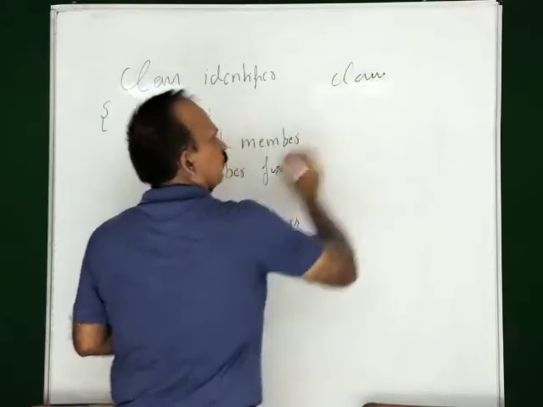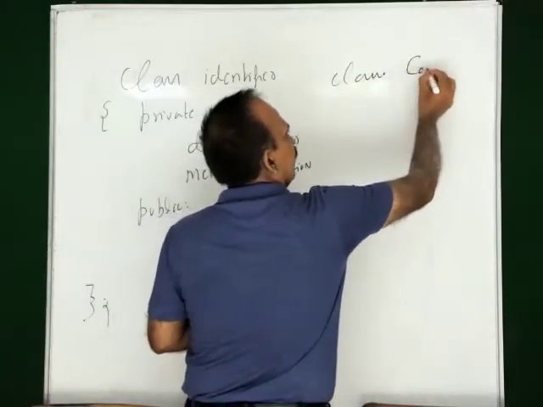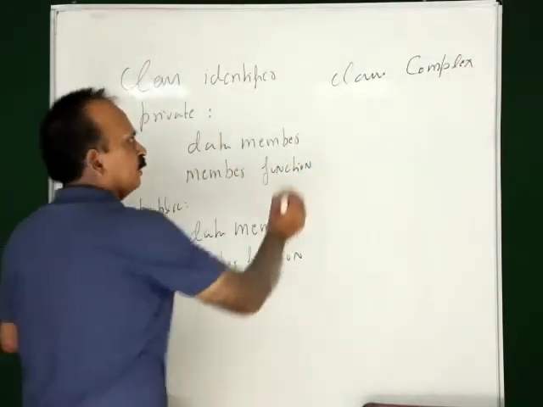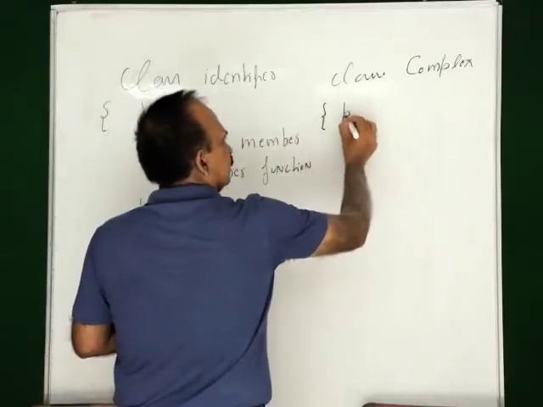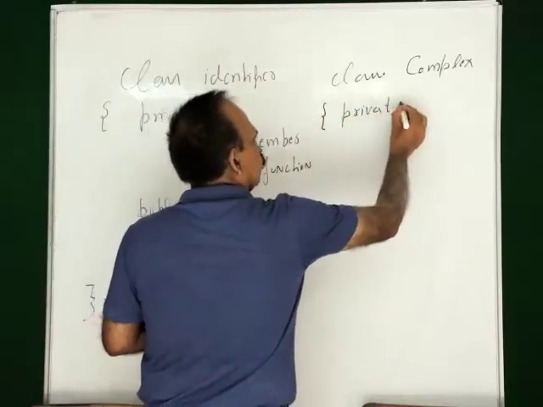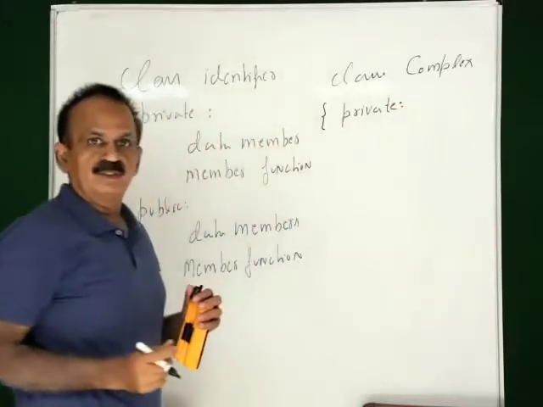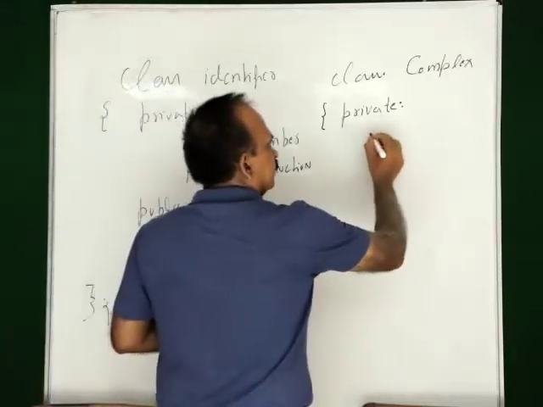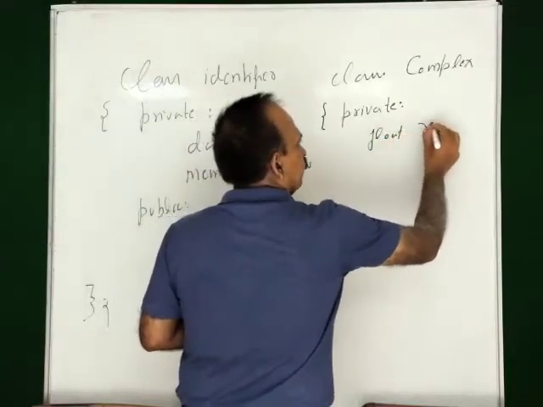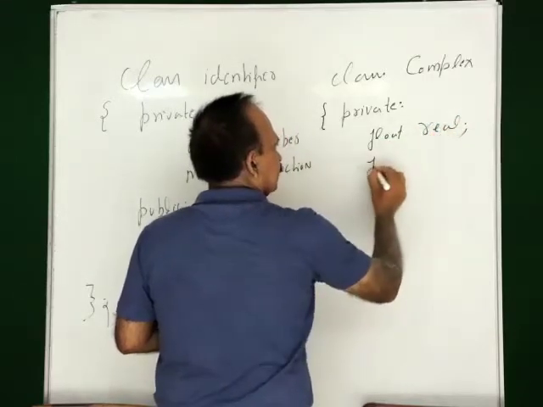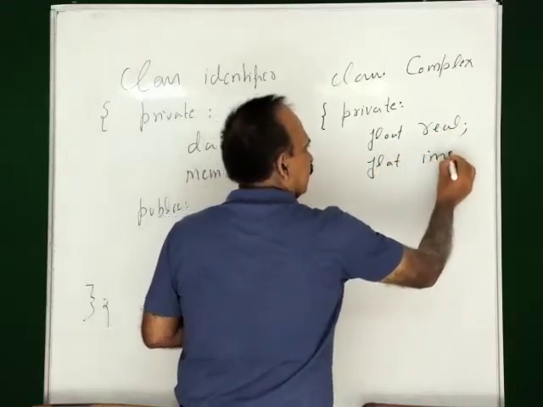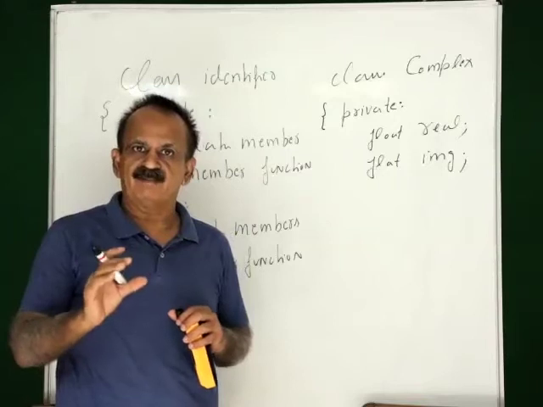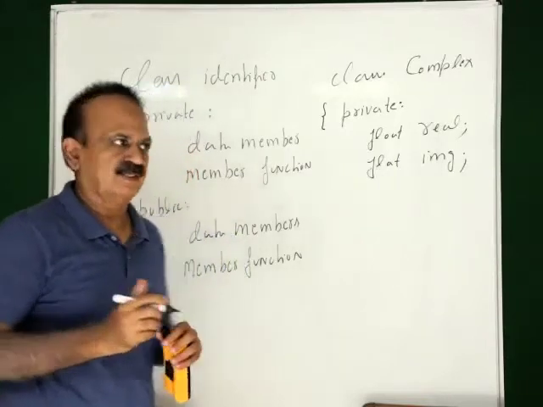Class, this is the reserved word, and then the identifier indicating the name of the class, that is complex. Braces, private. Private means I am going to declare those members which can be used within the class or by the members of the class. It is, say, float, the real part of the complex number, and another member is the imaginary part of this complex number. These are the data members, and I declared these data members as private members.